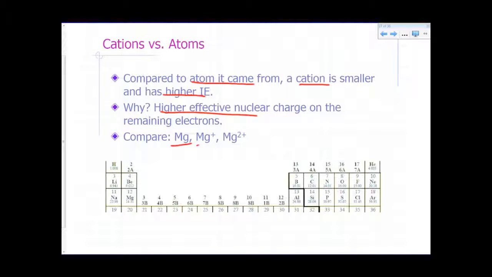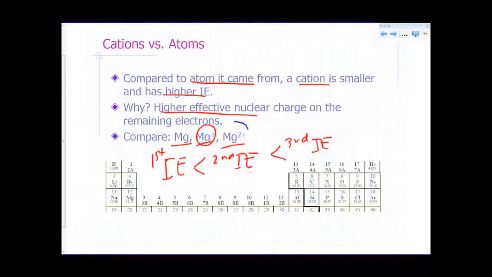Compare magnesium, Mg+, and Mg2+. The first ionization energy would be less than the second ionization energy. That's the ionization energy for Mg+, right? And it's going to be less than the third ionization energy. So the ionization energy would be highest for magnesium with a plus 2 charge. And so that would also be the smallest.